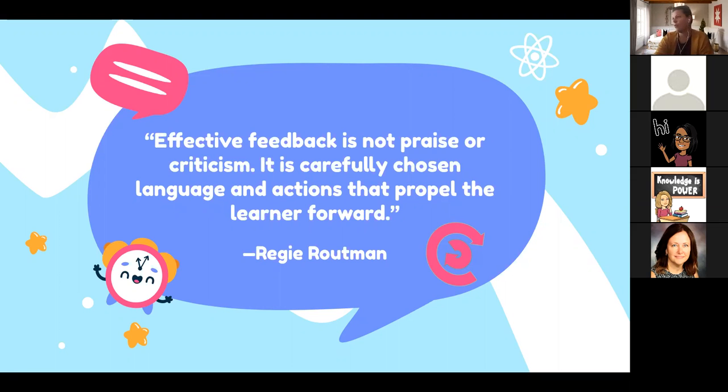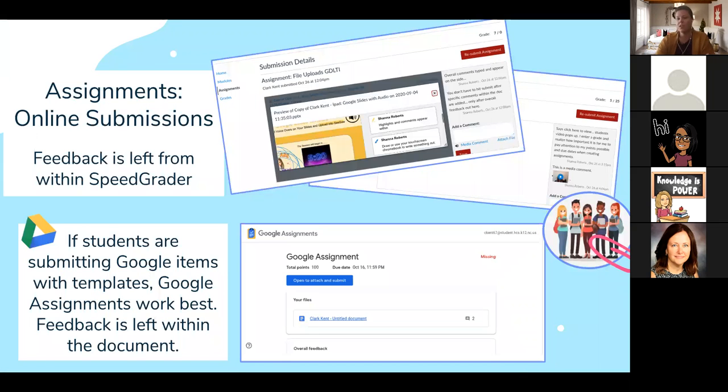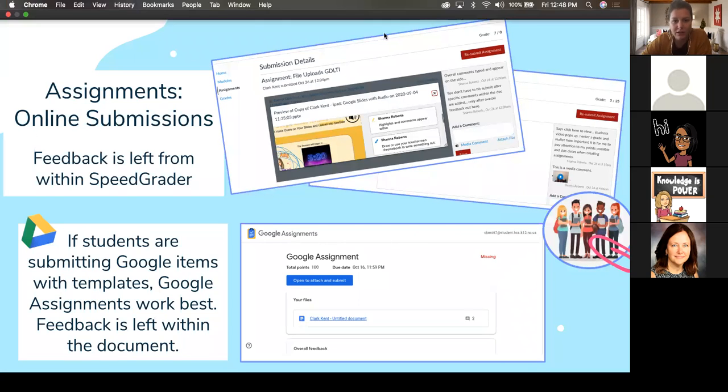So in Canvas, you're going to be giving feedback two ways. The first one is on online submissions, and that is where feedback is left within SpeedGrader. So look up here at the top.